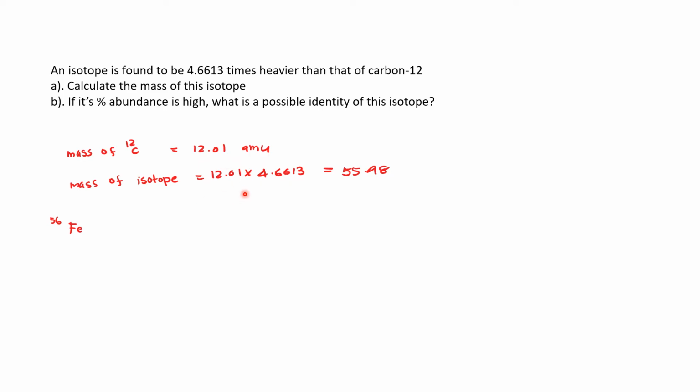Now we are going to multiply by 4.6613 and it will make the mass of your atom to be 55.98. Again, you are going to the periodic table and find which one has the 56 atomic mass units, and it turns out to be iron.